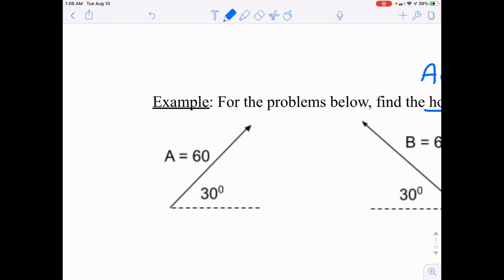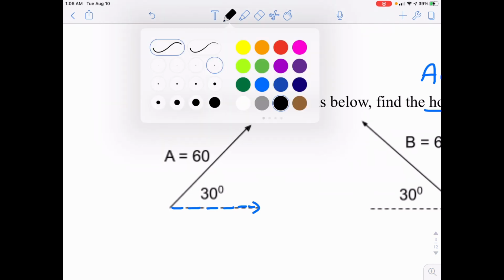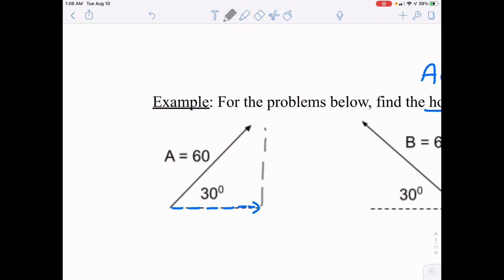So this is going to be our horizontal component, and the gray one is going to be our vertical component. The gray one is going to be A sub y, which is equal to A times the sine of theta. A is 60, so this is 60 sine 30. Plug that in our calculator. 60 sine 30 is 1/2 of 60, which is 30.